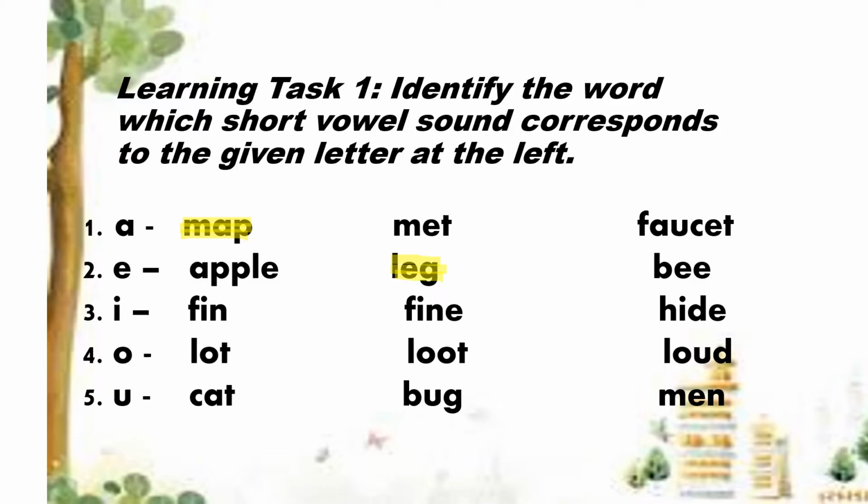Okay, number 3, E. Fin, fine, hide. Correct, it's fin. Number 4, O. Lot, loot, loud. It's lot. How about number 5? Cat, bug, man. It's bug.